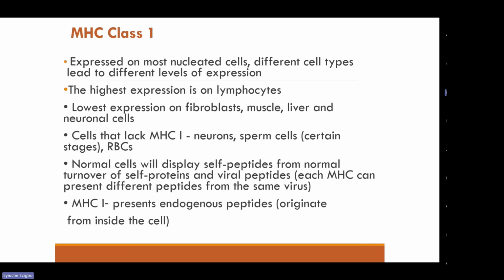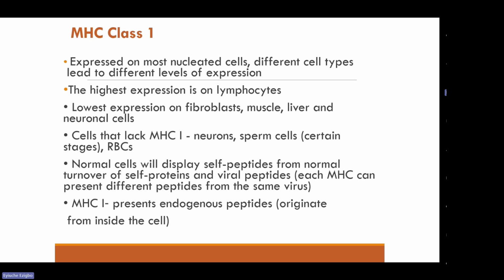So the MHC class 1, we are still trying to lay background on this complex for you to understand what the complex is all about, how it contributes to the body immune system, and its advantages and disadvantages. So the MHC class 1, we say it's expressed in most nucleated cells. Different cell types lead to different levels of expression. The highest expression is on lymphocytes.